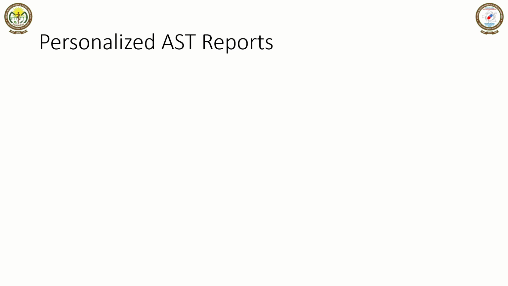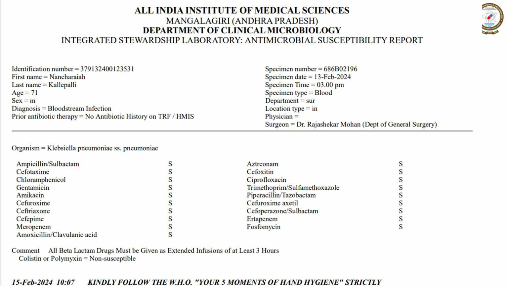Just to give you one example of our personalized AST reports, we do have a lot of pan-susceptible isolates which we enter on our WHONET, and this is one of the WHONET reports. This is the raw data that is entered on the WHONET. And what we do is we customize our AST report. This is the bloodstream infection report of a pan-susceptible Klebsiella pneumoniae.